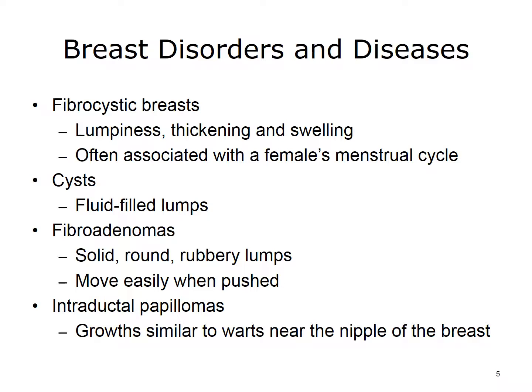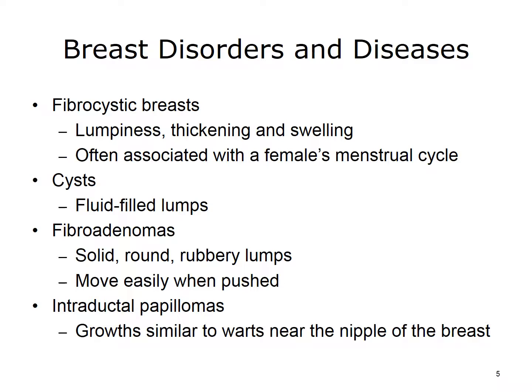Now let's look at some of the disorders and diseases of the female reproductive system. Most women experience breast changes at some point in their lives. A woman's age, hormone levels, and medications may cause lumps, bumps, or discharges. Minor and serious breast problems often have similar symptoms. This is a list of common breast disorders that are non-cancerous in females.